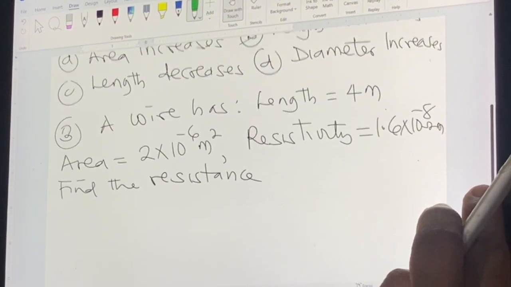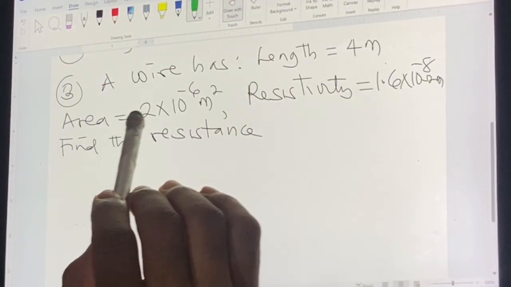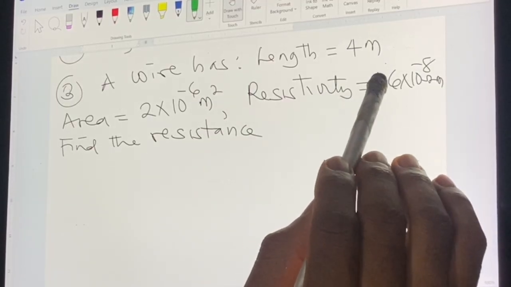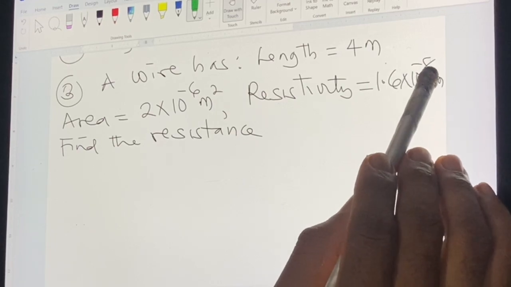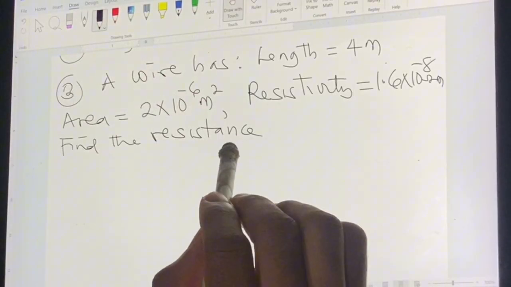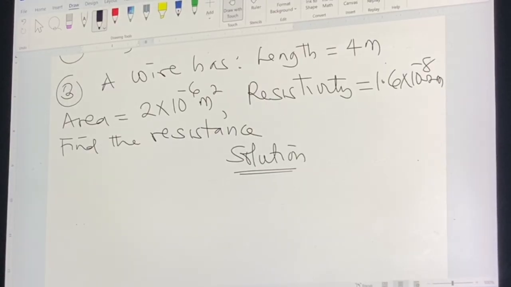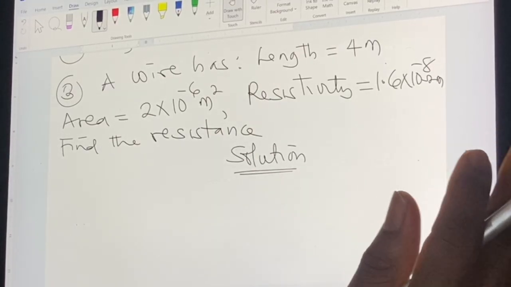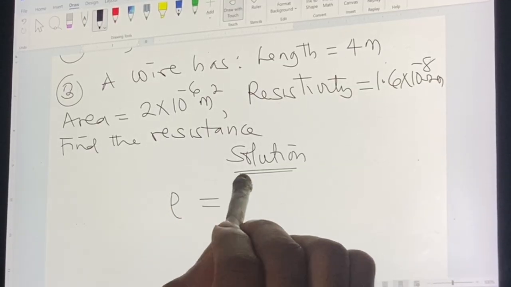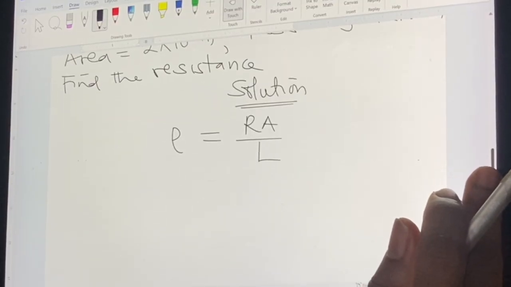So we are given a question here, question 3. A wire has length 4 meters, area 2 times 10 to the power minus 6 meters squared, and resistivity is given to us as 1.6 times 10 to the power minus 8 ohm meters. We are asked to find the resistance. Okay, solution first. To find resistance, when resistivity is given to us here, the formula to use is resistivity is equal to RA over L. So our intention here is to replace what is given to us.